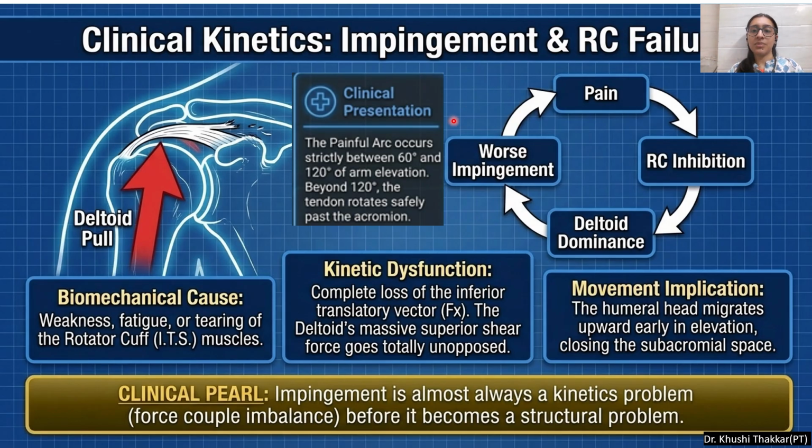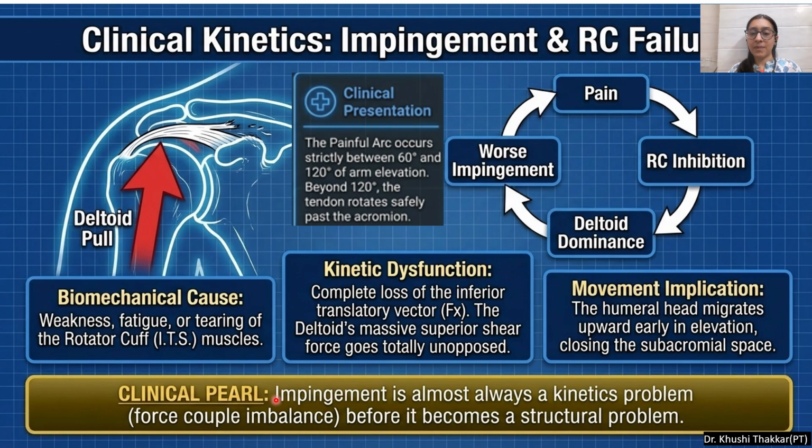So patient comes with a painful arc of pain between 60 to 120 degrees of arm elevation and the patient says that the pain goes away after 120 degrees. Why does this happen? Because the supraspinatus tendon actually rotates safely past the acromion. So the pain vanishes. Always remember this as an important indicator towards the subacromial impingement.